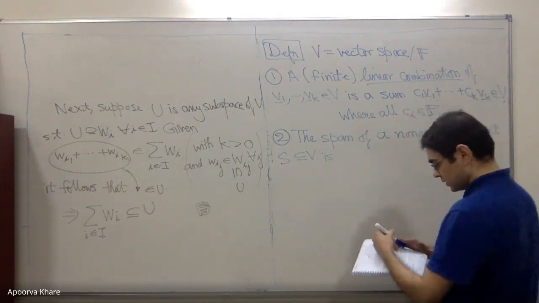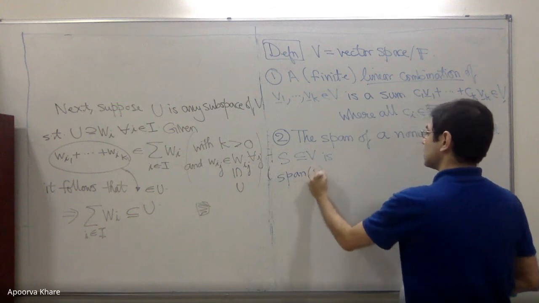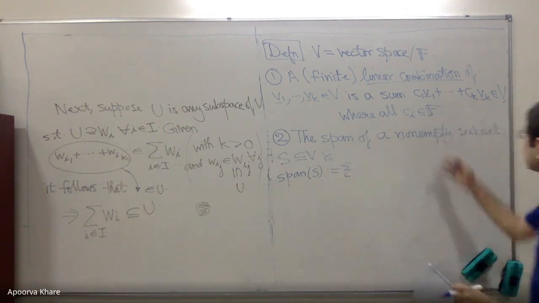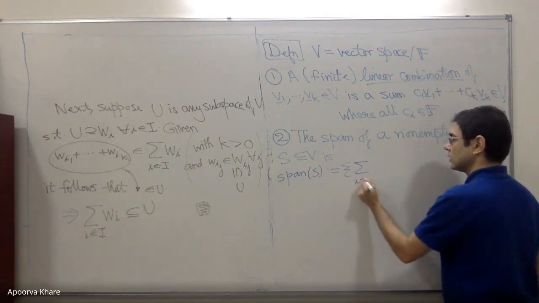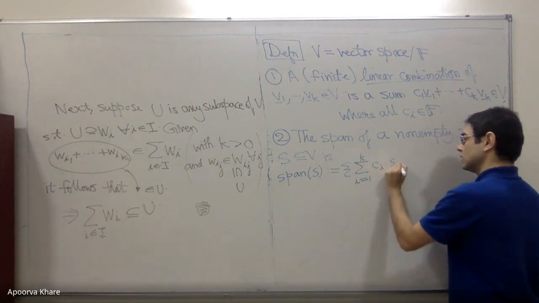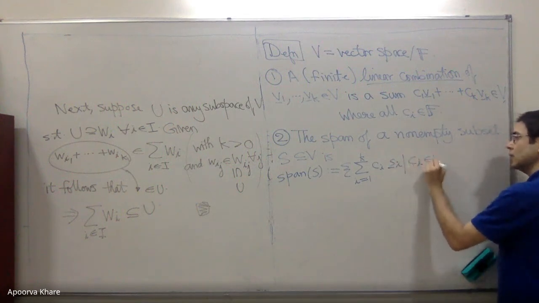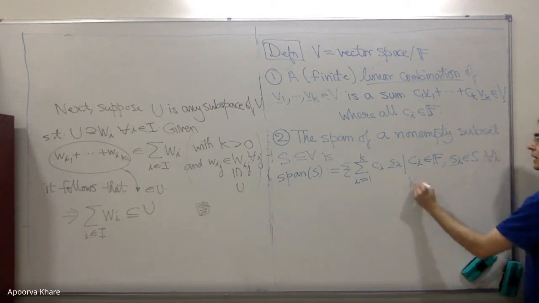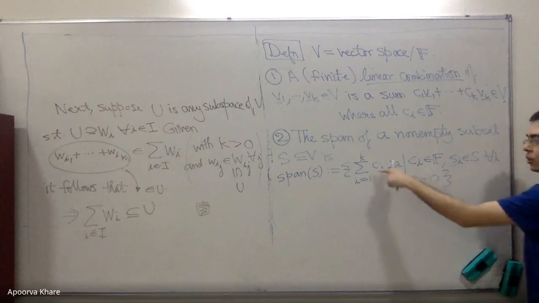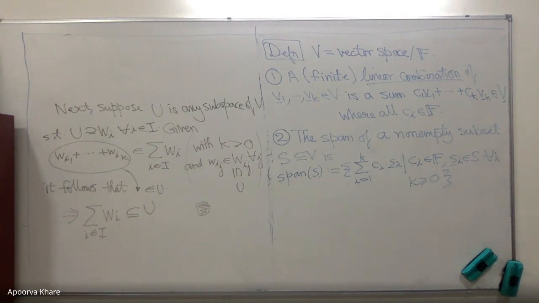There are two ways to write it. This is the set of all such linear combinations, summation Ci Si, where I'll underline the S because this is a vector, such that Ci is a scalar, Si vector is in S for all i, and k is any non-negative integer. So again, if k is 0, then the empty sum is defined to be the 0 vector. Okay, maybe I should at this point switch pens again.